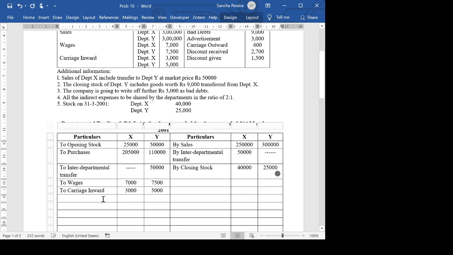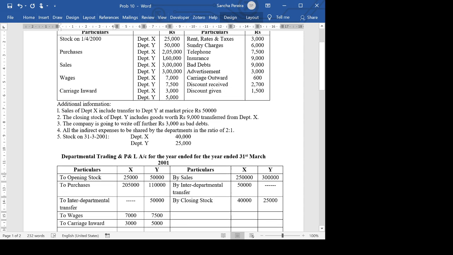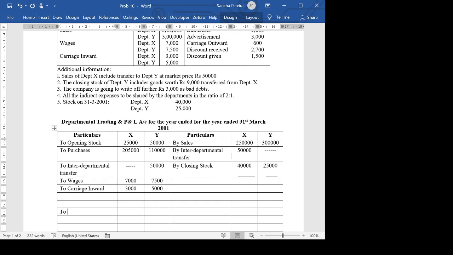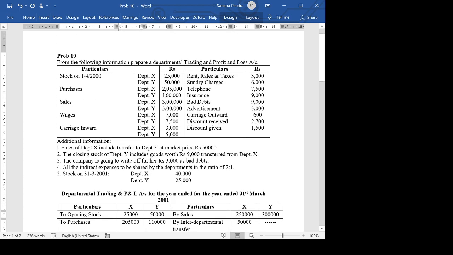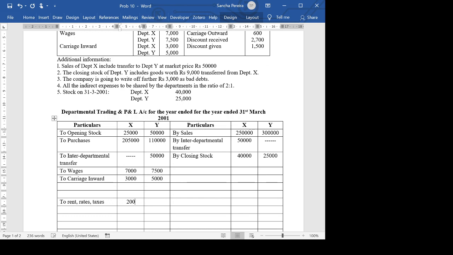Now there'll be gross profit, gross loss. We'll come to calculate it a little later. I'll move to the profit and loss account. So now we know that all these expenses are going to be divided in the ratio of 2:1. So that's the only thing that we have to do. So to rent, rates and taxes. To rent, rates, taxes, 3,000 divided in the ratio of 2:1 will come to 2,000 and 1,000.